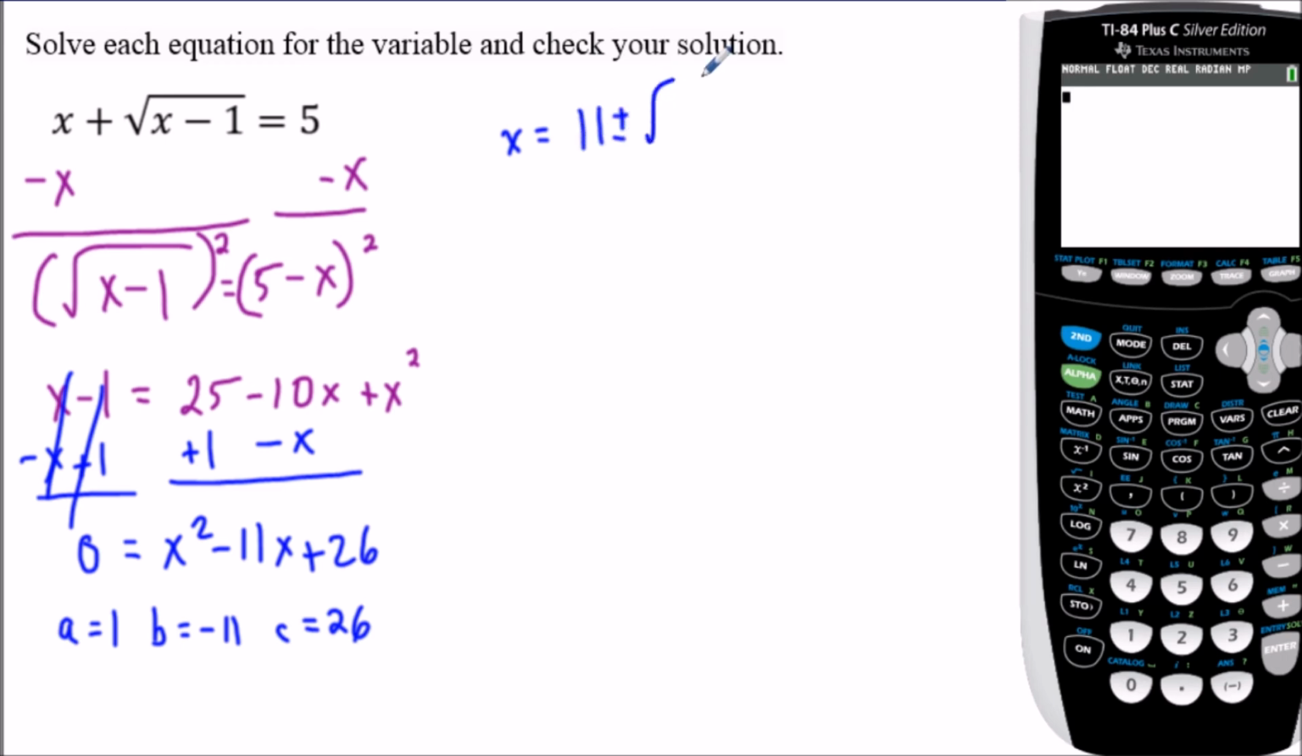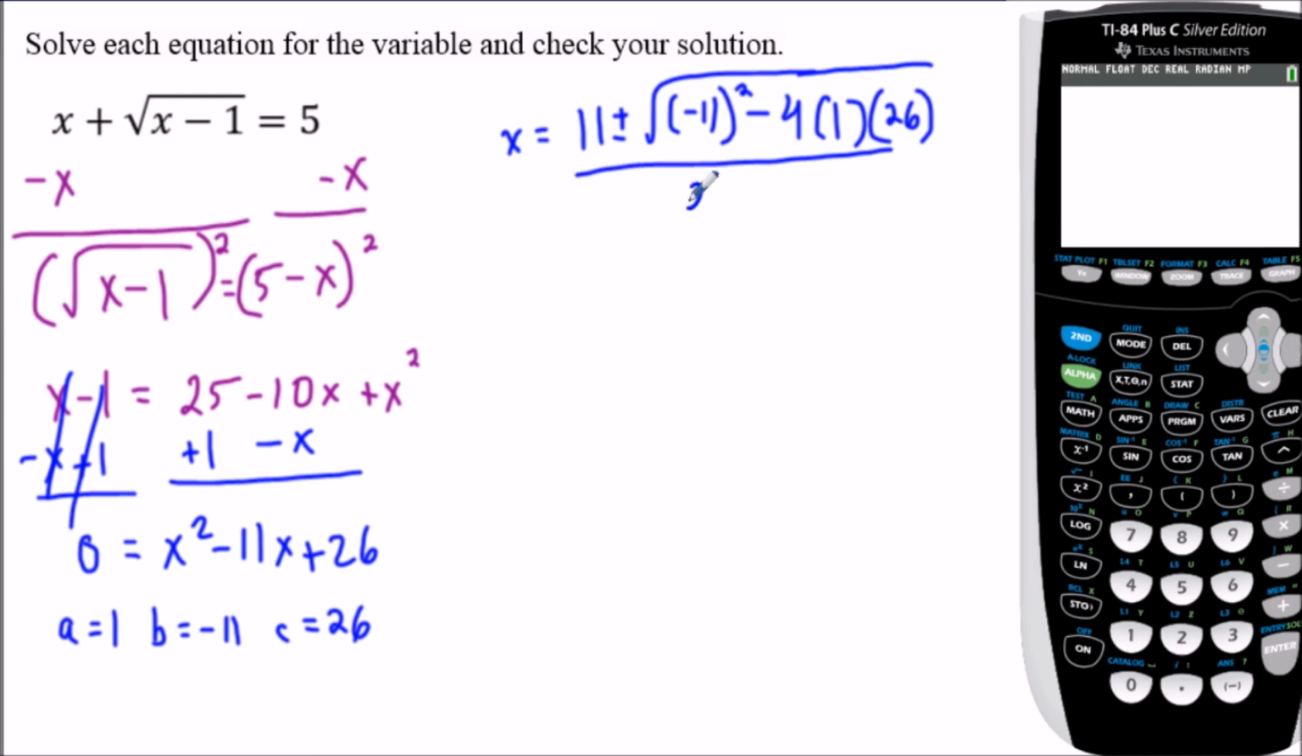And then we've got plus or minus the square root of b squared minus 4 times, and we'll extend this, a times c. And then this is all over 2 times a. So then to work this out, we've got x equals 11 plus or minus, and this is going to give us 121 minus 104. And 121 minus 104 is 17. And this is all over 2.